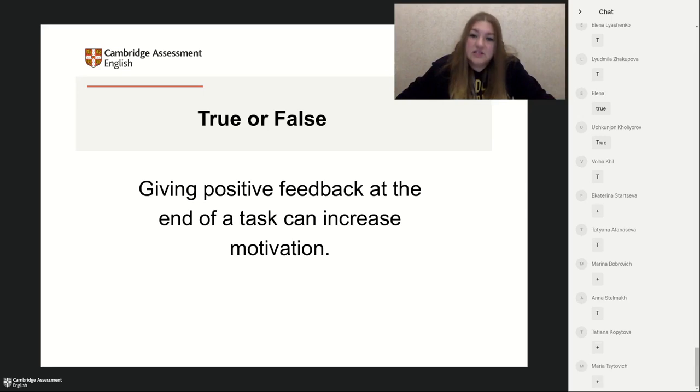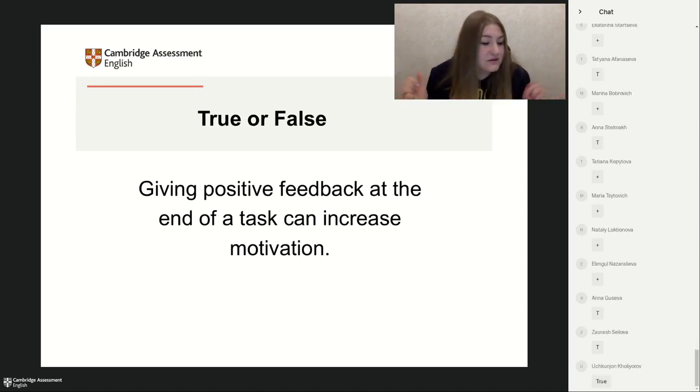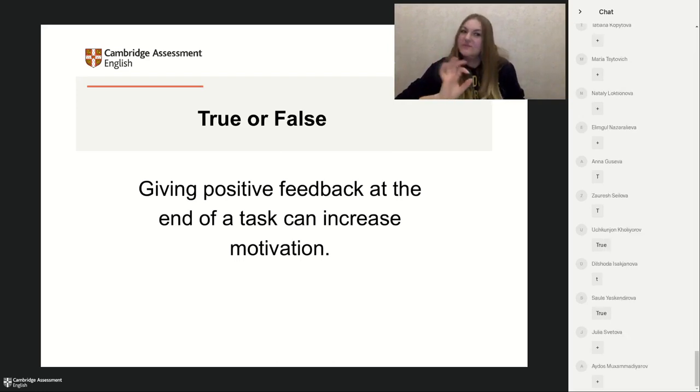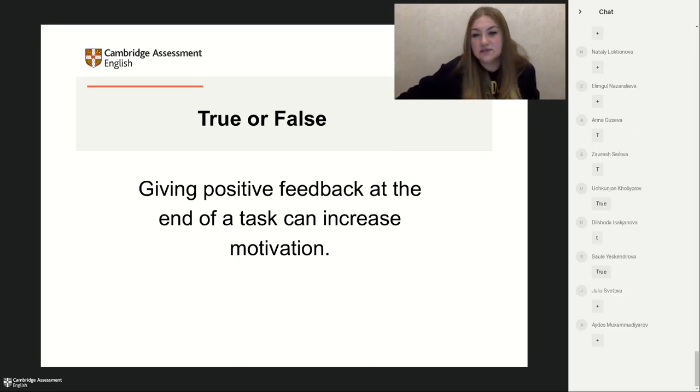You know that in Russia, I think, we all have a negative attitude to feedback. It's difficult for us to listen to feedback, especially when we are given only negative things. That's our culture, yeah? So that's why we need to break this rule and give more positive things, right?